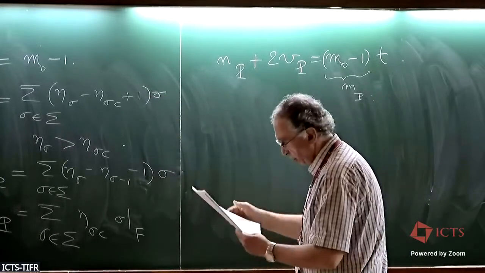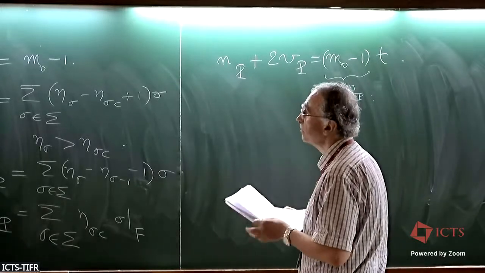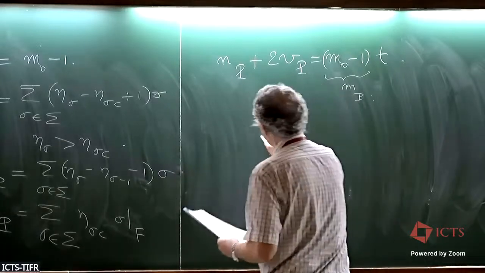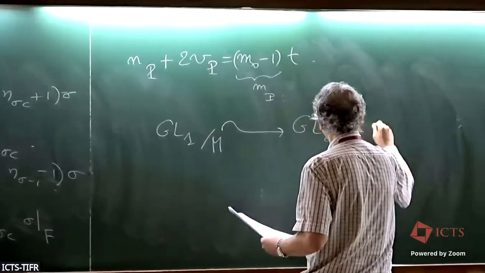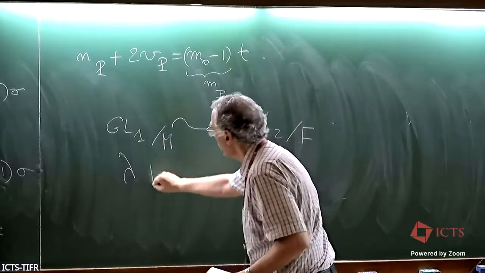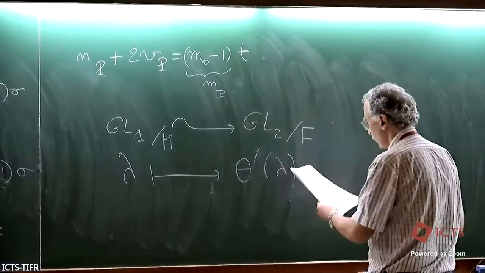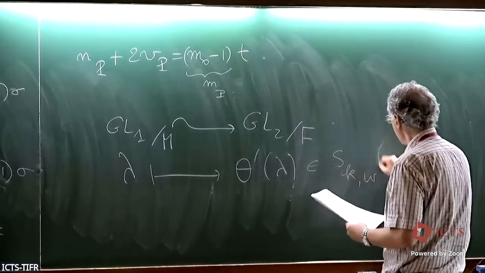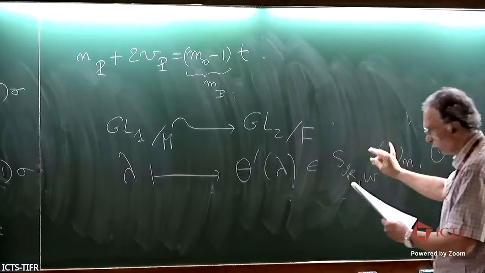So it turns out now that for this data and the character lambda, if we do the base change from GL1 over M to GL2 over F, given lambda, which is an automorphic form on GL1, we construct an automorphic form on GL2, which is a theta series, and which belongs to S_k,w(U_N, O). And actually, it has an Nebentypus, but I don't write it now.